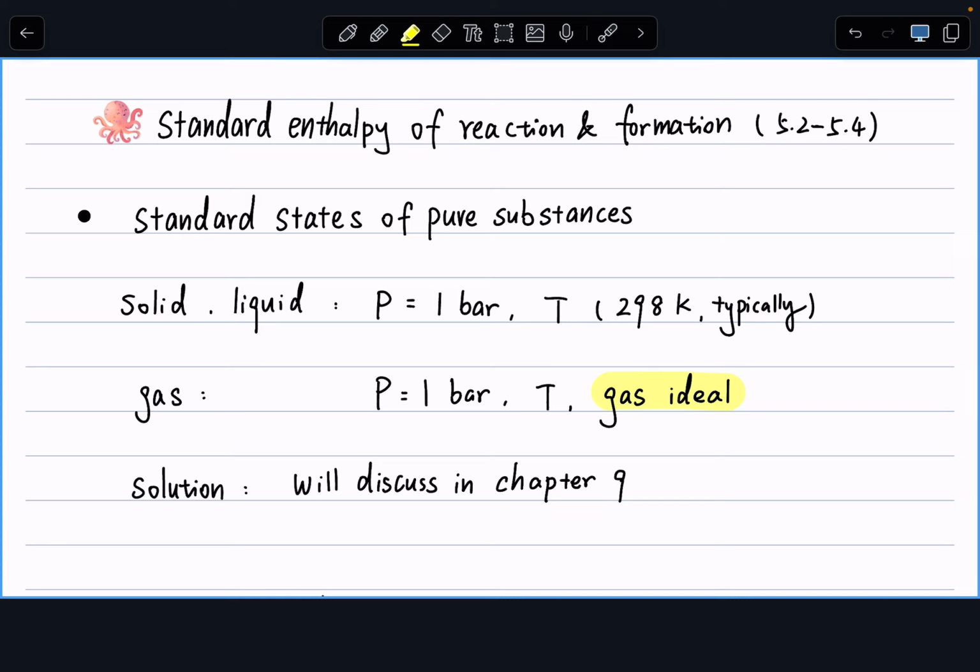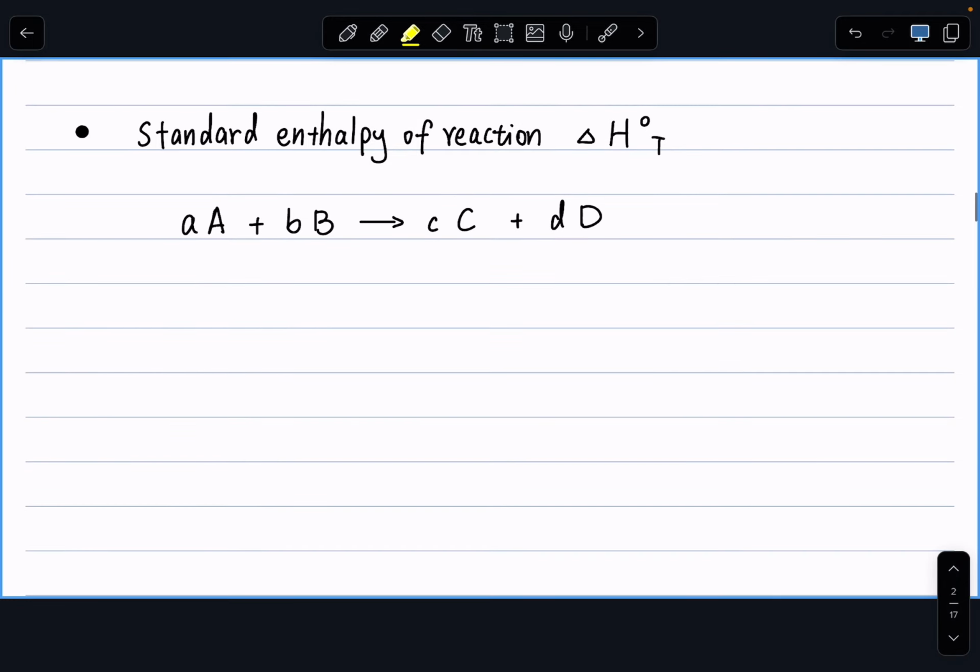So what does that mean? That means in general we want to know how to calculate the standard enthalpy of a reaction, or delta H of the reaction, right? The other way to put it: how does the delta H change for the reaction at a certain temperature T?